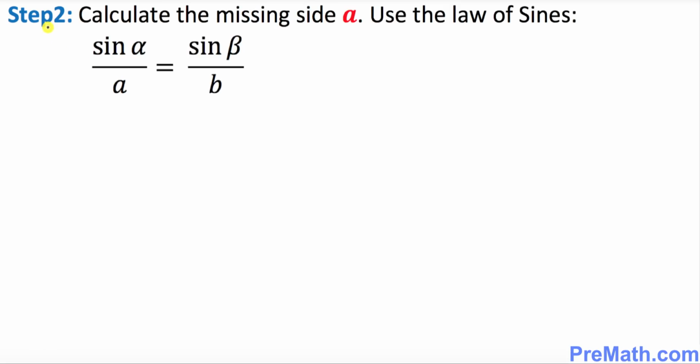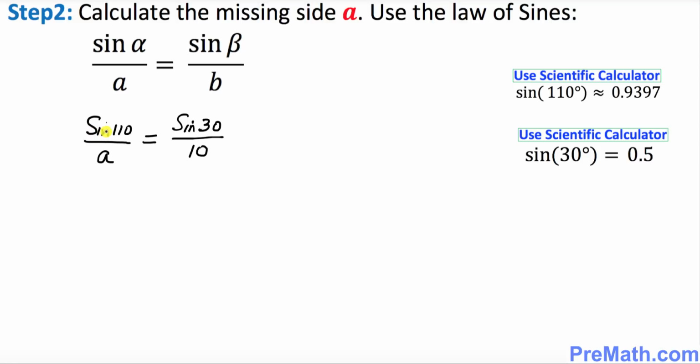And in our next step, step number 2, we will calculate the missing side A, and we will use this law of sine. Sine alpha over A equals sine beta over B. Let's go ahead and apply the values. We know alpha is 110 degrees, divided by A, we just leave A as it is, equals sine of beta. Beta, we just figured out, is 30 degrees, divided by B, which is 10 units.